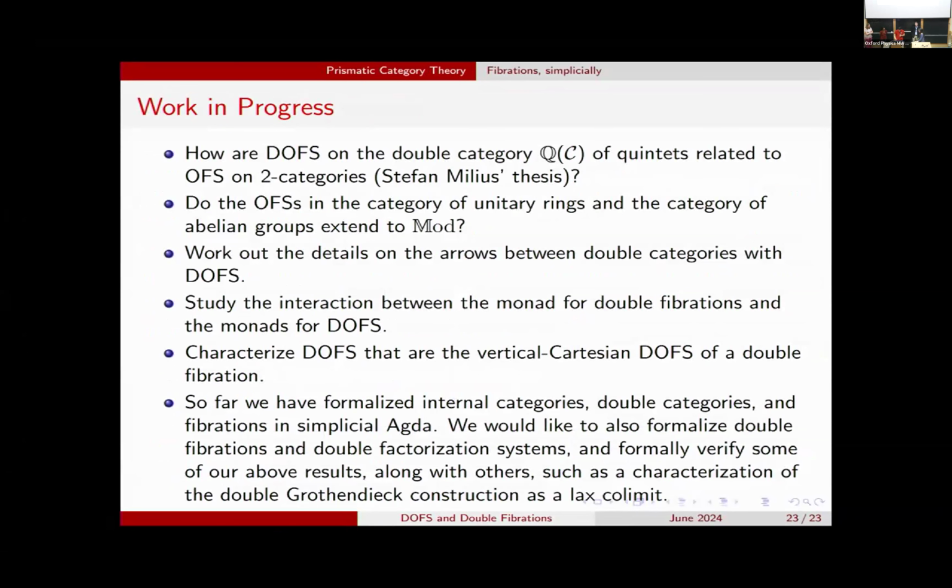There is some work in progress to keep working on in future. We also want to check what happens in quintets. If we already have a factorization system over the 2-category C, we want to check if that endows QC with a double factorization system, and vice versa.